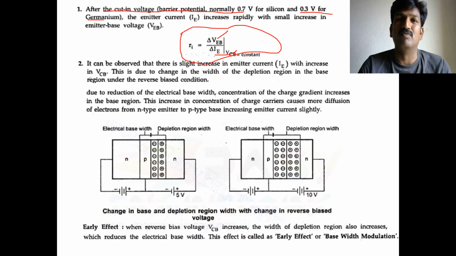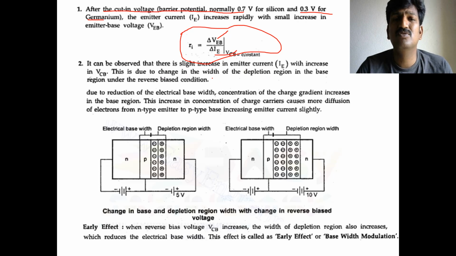Sorry, 0.7 volts. For the germanium, it is 0.3 volts. Next, you have to observe that there is a slight increase of the emitter current with increase in the VCB. There is not much change of this VCB effect over the emitter current.